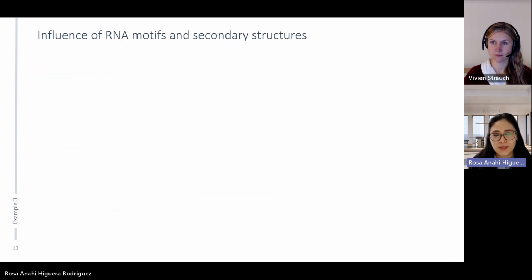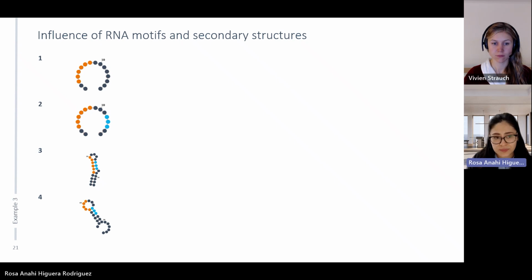Another thing that we tried with this protein was looking at how secondary structures would influence the binding. So we tested sequences that were linear with only one binding motif for domain 1 or both binding motifs, and we compared them with ligands that were forming secondary structures.